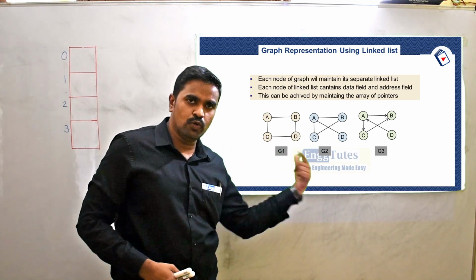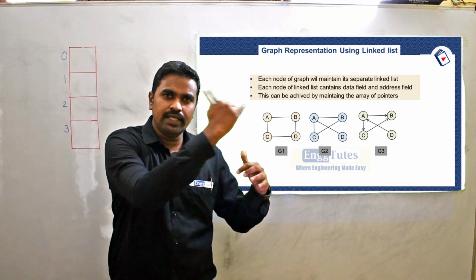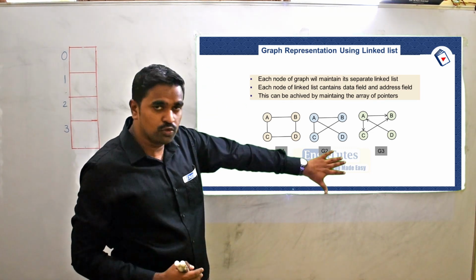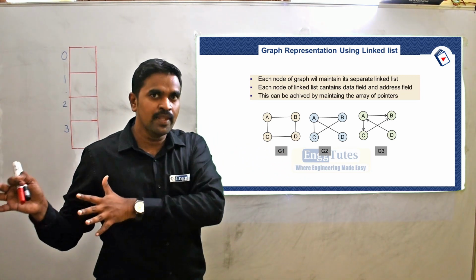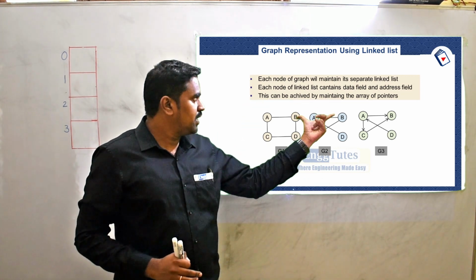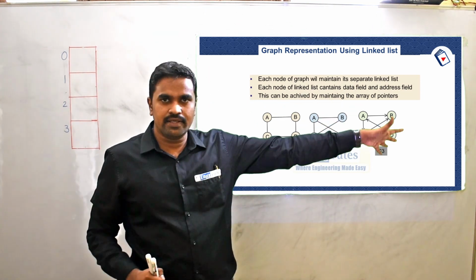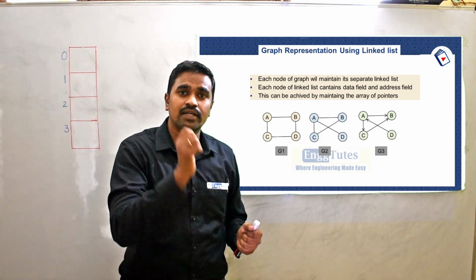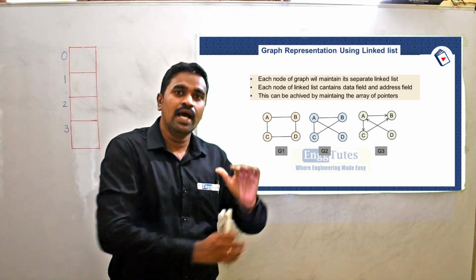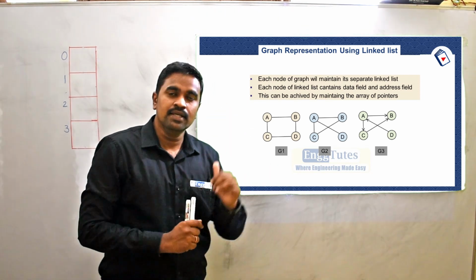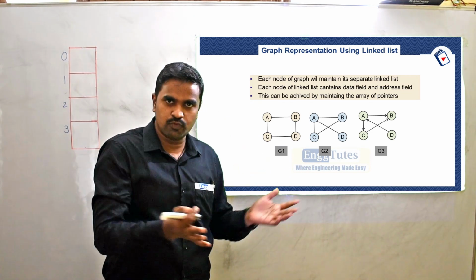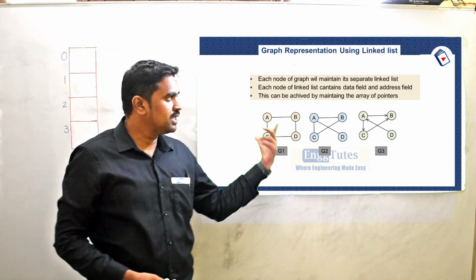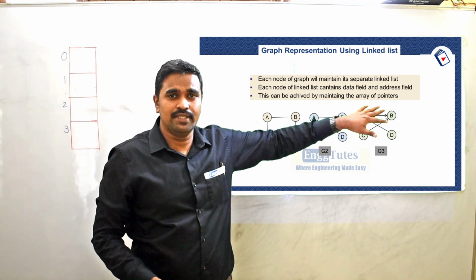So जितने nodes हैं, उतनी मेरी linked list बनने वाली है. So if there are 4 nodes, I need to make 4 different linked lists. Done. And linked list बनने वाली है तो उसके अंदर क्या रहेगा? Data field and address field. Of course, the data field contains the name of the node and the address field contains the address of the node to which that particular node is connected. Of course, done. And we can achieve this with the help of an array of pointers.